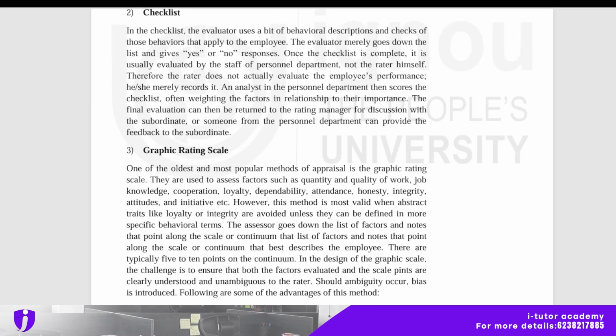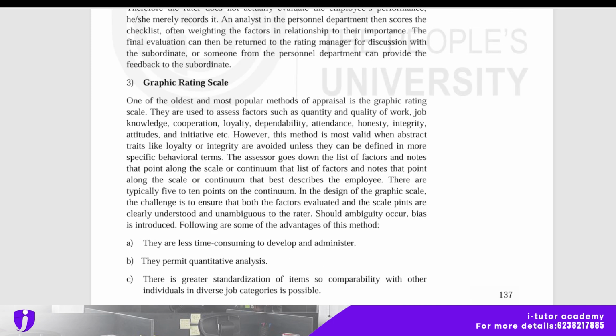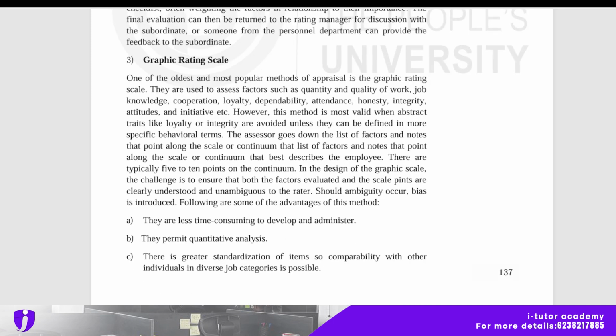And the third one is the graphic rating scale. One of the oldest and most popular methods of appraisal is the graphic rating scale. It is used to assess factors such as quantity and quality of work, job knowledge, cooperation and loyalty, dependability, attendance, honesty, integrity, attitude and initiative, etc. However, this method is most valid when abstract traits like loyalty or integrity are avoided unless they can be defined in more specific behavioral terms. Should ambiguity occur, bias is introduced.